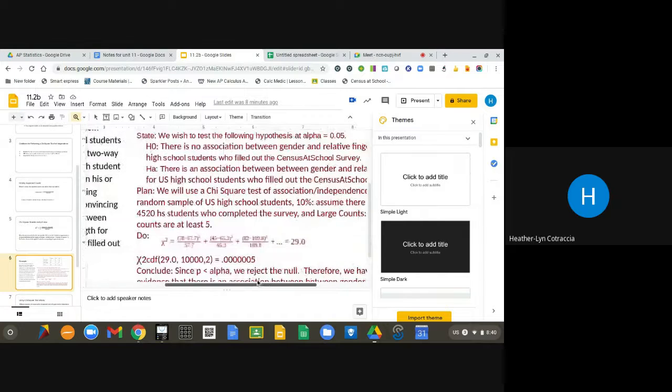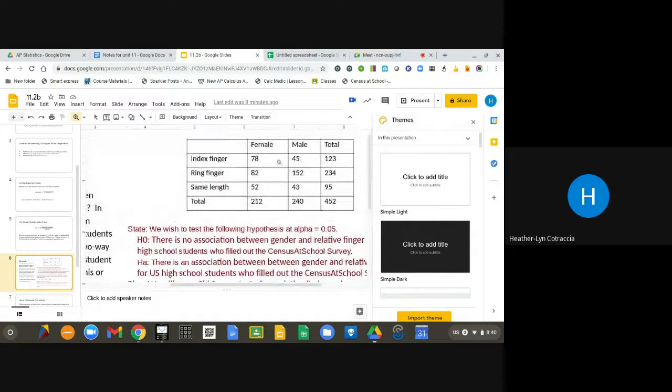So looking over here, here's my data. I've got my female and male, and then the total column, and then how many had the index finger that was longer, the ring finger that was longer, and same length. And not a bad idea to look at a graph of this to see if there appears to be an association. You could just graph it in Excel and look at that.